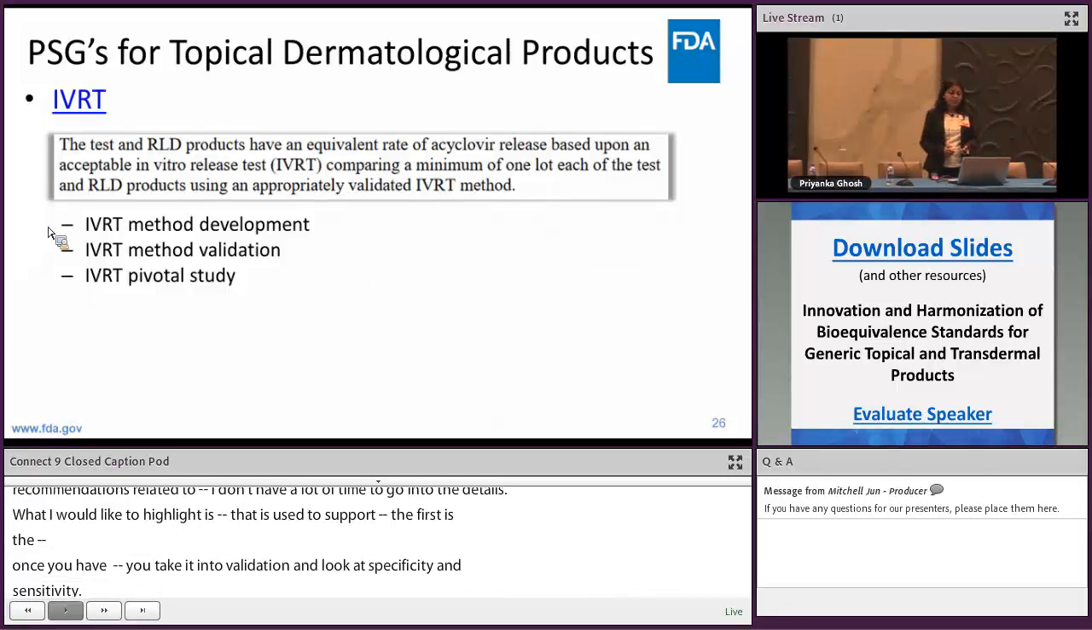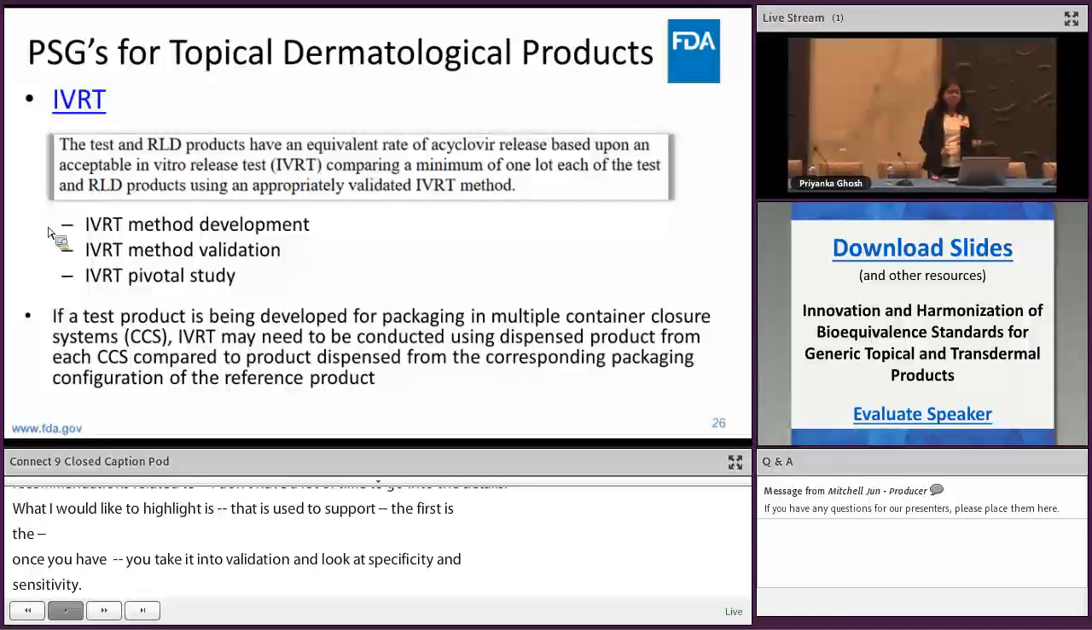Once you have the validated method, you then use that method to compare the test product to the reference in the pivotal study. And an additional clarification here is if you have product that is packaged within different container closure systems, again, you may need to conduct IVRT studies with products dispensed from each of the container closure systems.